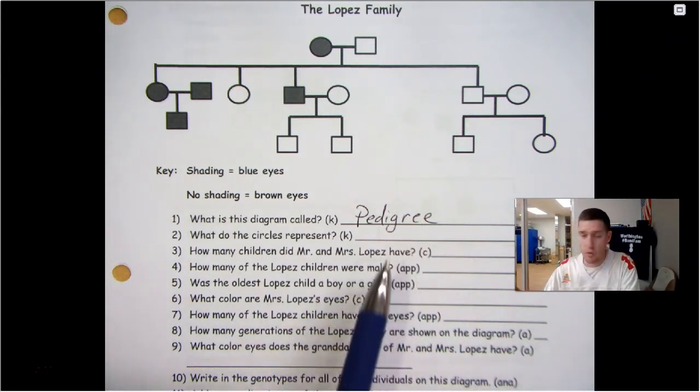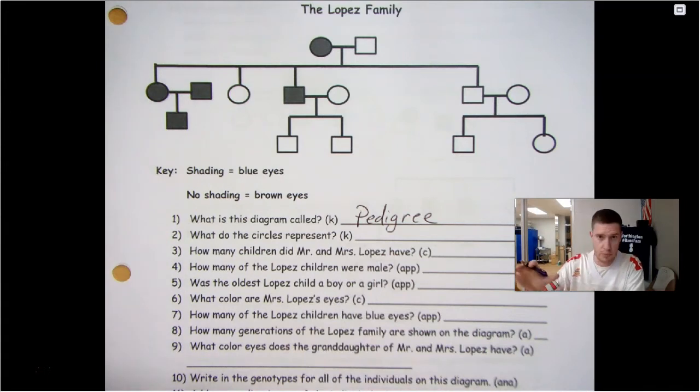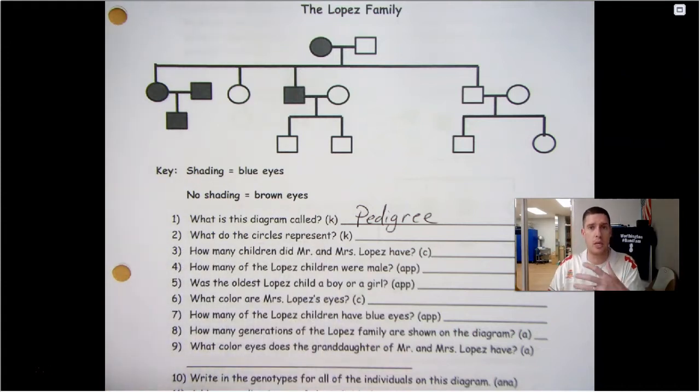These have been around for a lot longer than I've been around, and I used one in college to write a pedigree for my family. So these have been around for a while. What do the circles represent? Well, in a pedigree, you're typically going to see circles and squares, at least at our level of understanding.